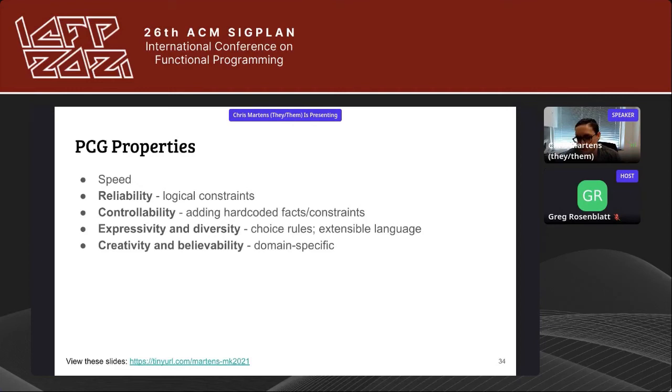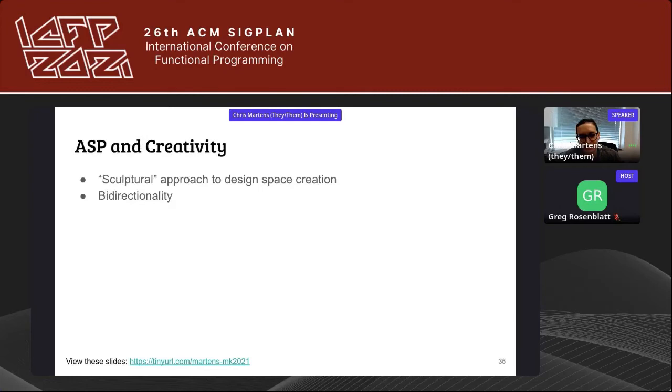And of course, creativity and believability. I mean, certainly it's possible to do that or to not do that. It's fairly domain specific; that's kind of the job of the implementer, I would say. In terms of ASP and creativity, I do think that it has two nice emergent properties that are good for facilitating this kind of thing. One that I'll refer to as the sculptural approach to design space creation, and one that I'll refer to as bidirectionality.